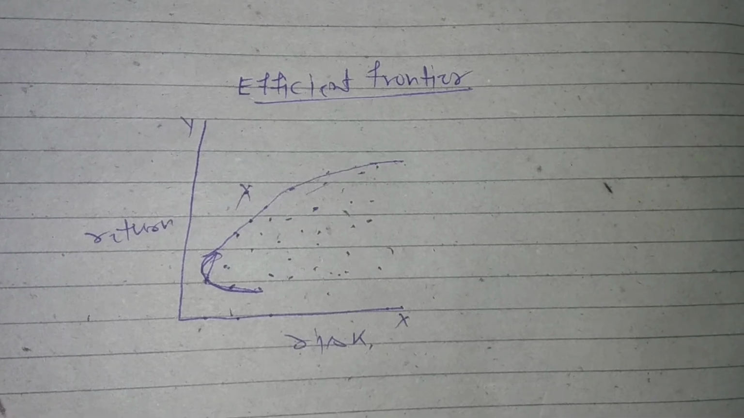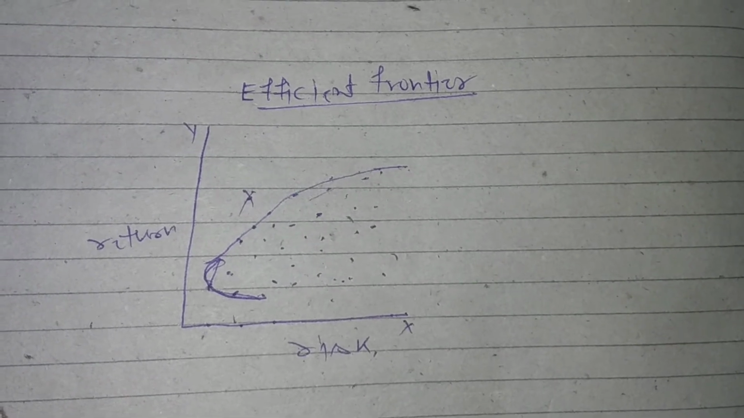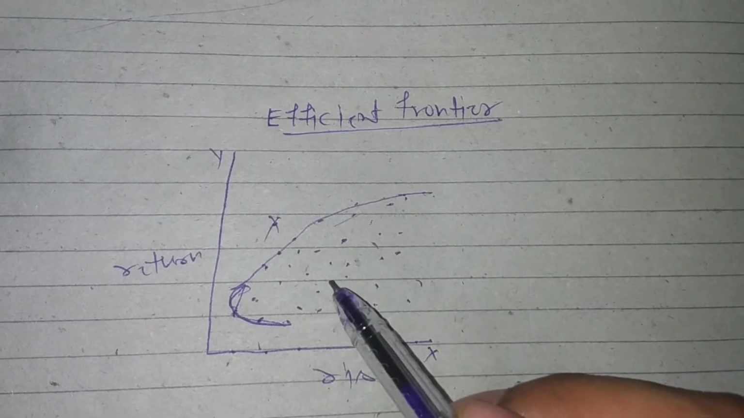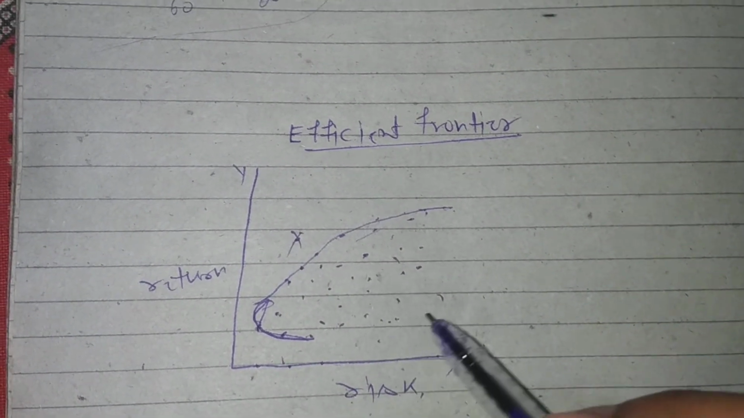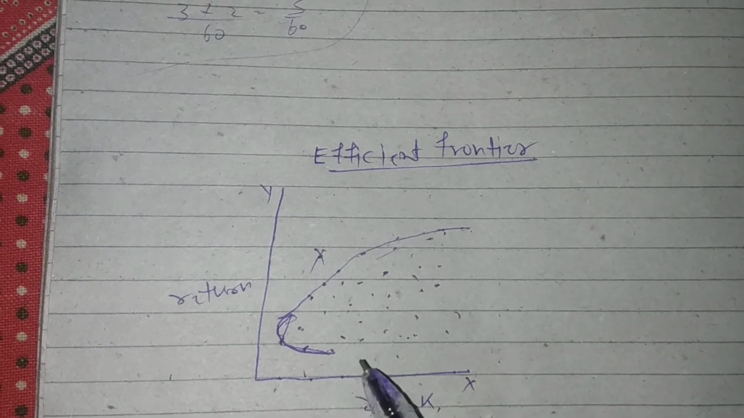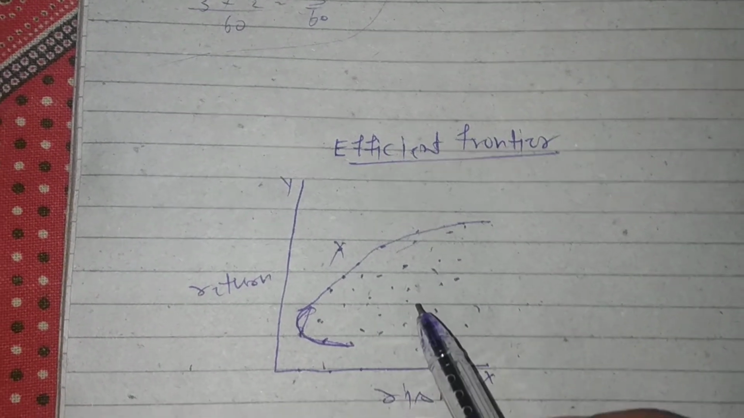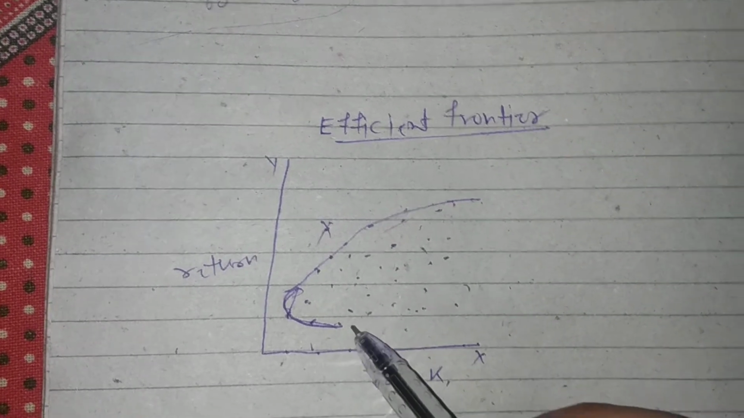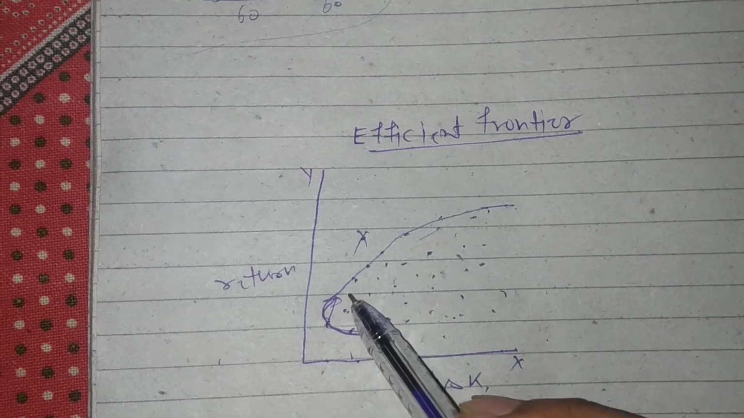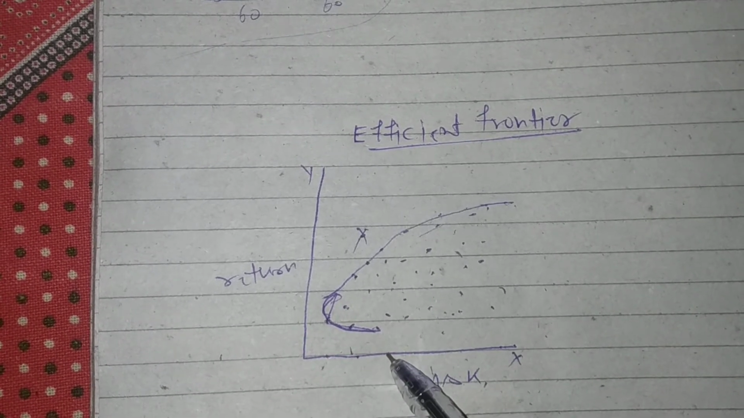Guys, this is the efficient frontier. There are many assets available in the market. You can see that there are thousands of assets available, but a rational investor would choose an asset which yields maximum return for a particular level of risk.